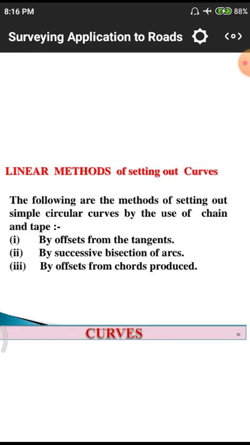Next one, by successive bisection of arcs. Successive bisection means we need to plot an arc, and then we bisect it, similar to when in our 10th class level or any other level, we draw a particular triangle by bisection of two lines. The same principle we need to use here, and we bisect and get these arcs, successive bisection of arcs. After that, by offsets from chords produced. That means we need to take offsets. After that, we have to produce the arcs.